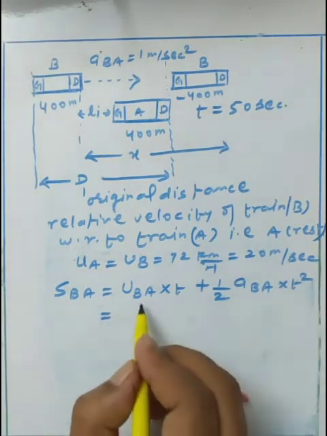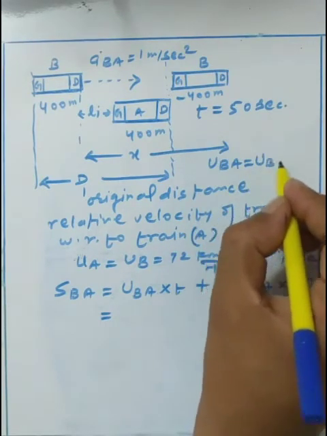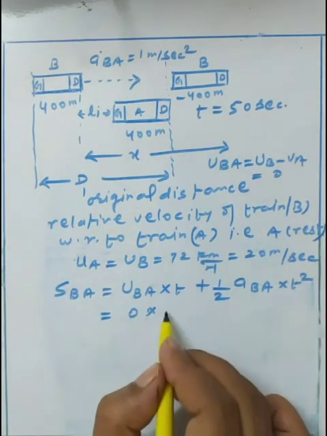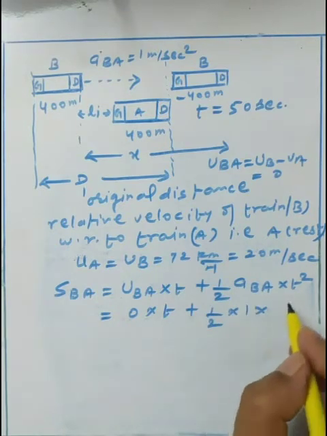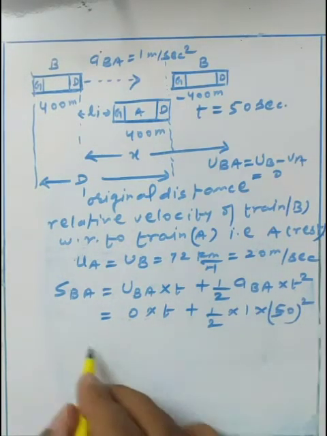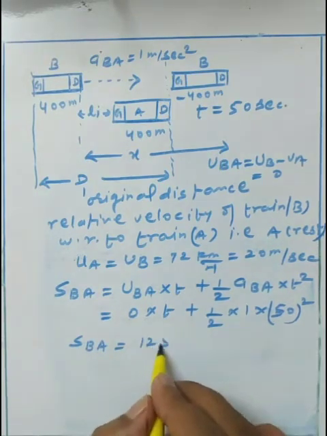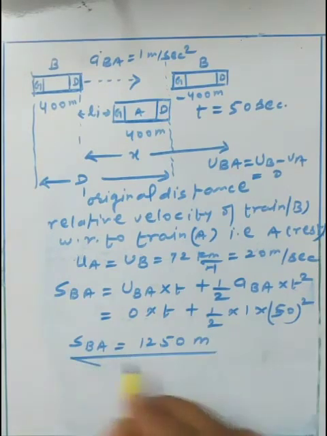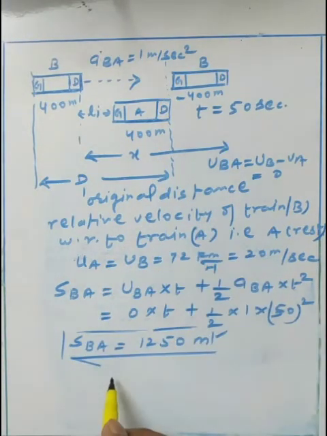Now, the relative velocity of B with respect to A, UBA, is equal to UB minus UA, so it is 0, and I am putting 0. Then 1 upon 2 ABA is equal to 1 into t, the time taken by B, that is 50 square. So the relative distance traveled by B with respect to A is 1250 meters. This represents how much distance is covered by B with respect to A.